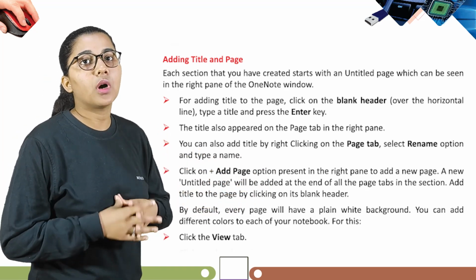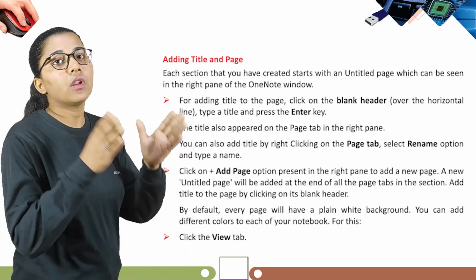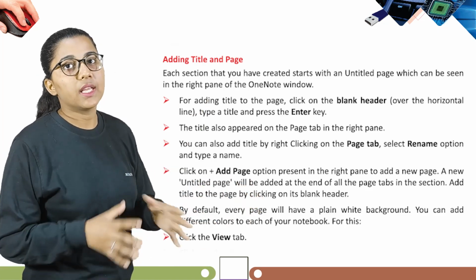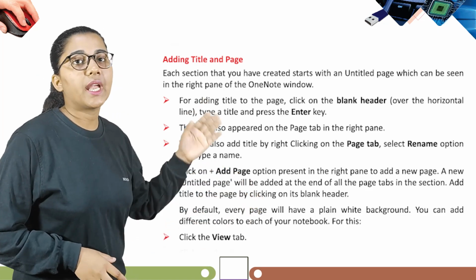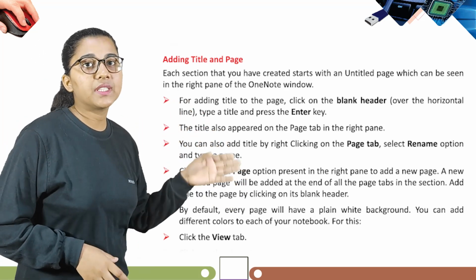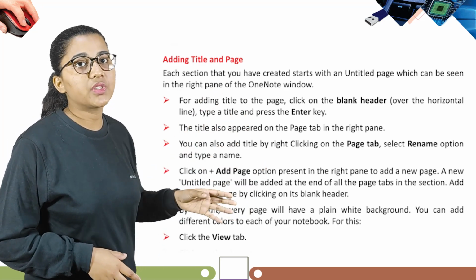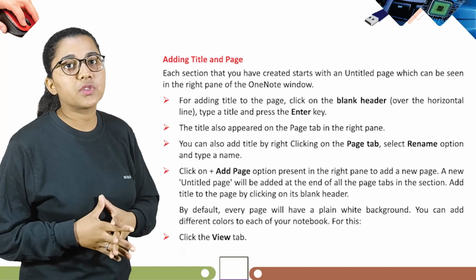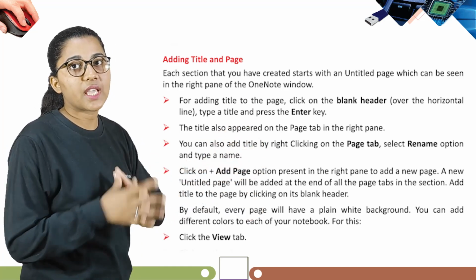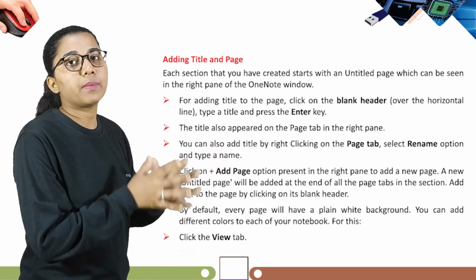The title also appears on the page tab in the right pane. Then you can also add a title by right clicking on the page tab. Select the rename option and type a name. Then click on the add page option present in the right pane to add a new page. A new untitled page will be added at the end of the page tabs in the section. Add a title to the page by clicking on its blank header.